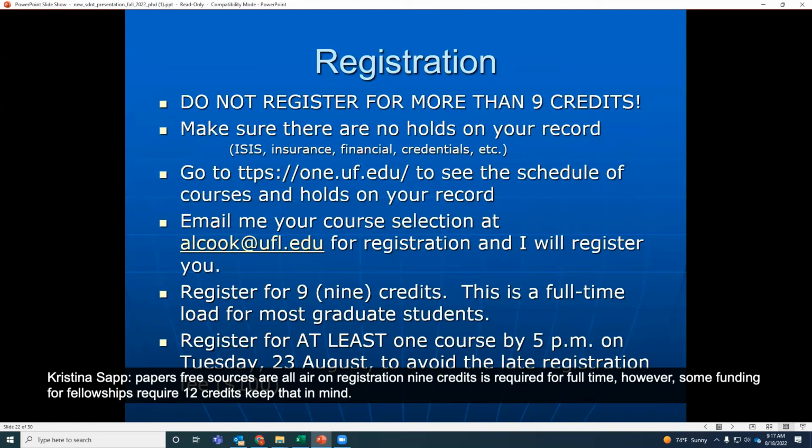Registration: 9 credits is required for full-time. However, some funding for fellowships requires 12 credits. Keep that in mind.